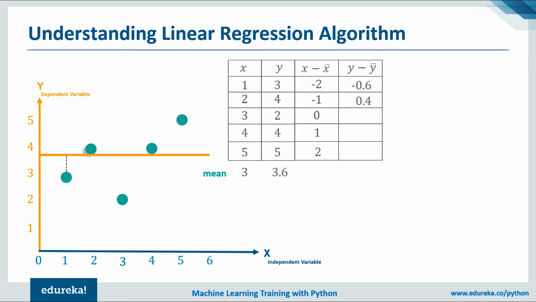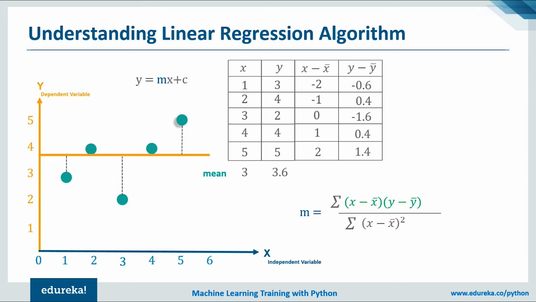Next is 4 minus 3.6, that is 0.4. Next, 2 minus 3.6, that is minus 1.6. Next is 4 minus 3.6, that is 0.4. Again, 5 minus 3.6, that is 1.4. All right. So now we are done with y minus y bar.